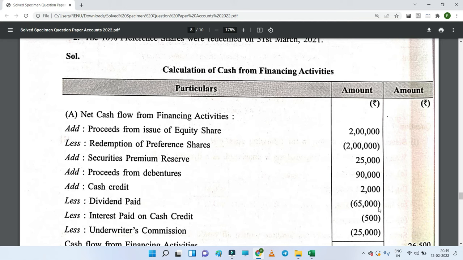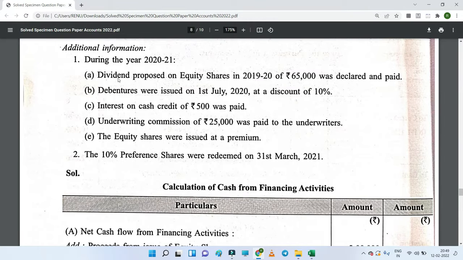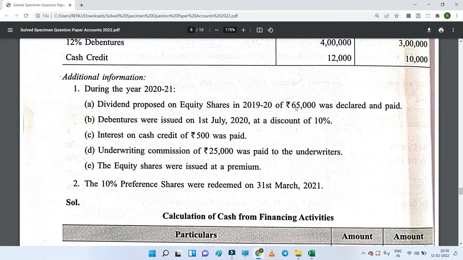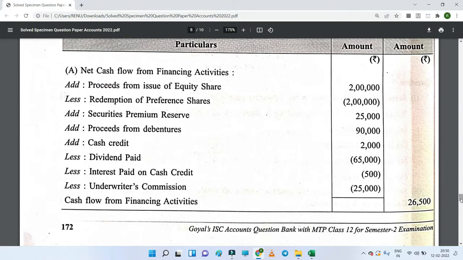Then we have dividend paid during the year, 65,000. That is the first additional information. Dividend proposed on equity shares, that is 65,000, was declared and paid. As we have already added this amount of last year's dividend to the net profit for calculation of cash flow from operating activities, that's why we need to deduct it here. The same amount of proposed dividend must be deducted because it has already been added to the net profit while calculating cash flow from operating activities.